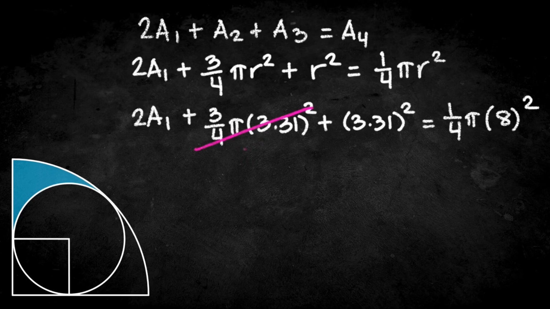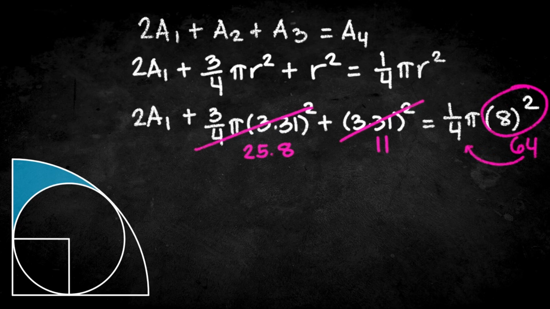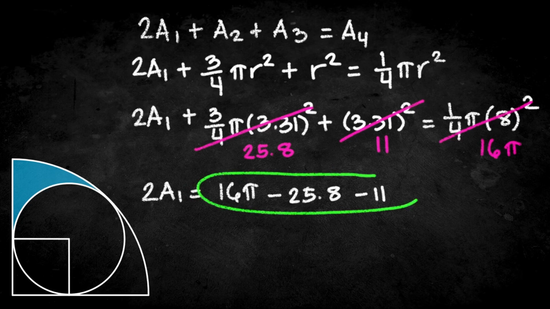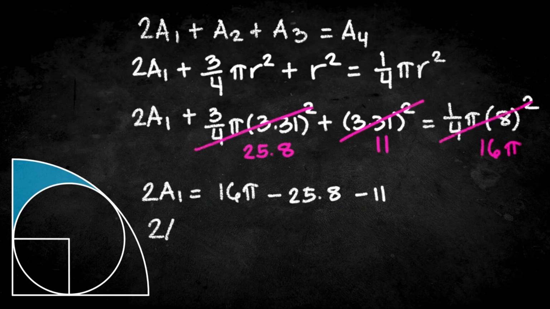The value of this term is 25.8. This is approximately 11. 8 squared is 64. And 64 divided by 4 is 16, so this becomes 16 pi. Transpose 25.8 and 11 to the other side and change the signs. Evaluate the right side. We should get 13.5.